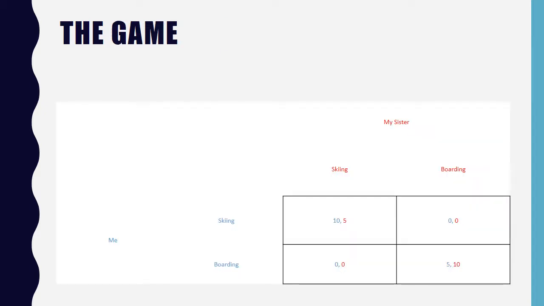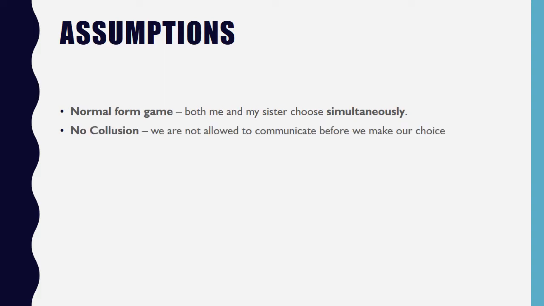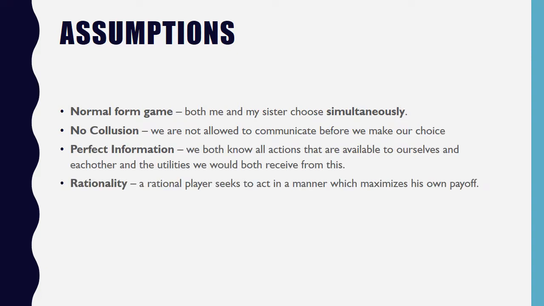We can condense this information into a table with rows representing my actions and columns my sister's. The first number in each cell corresponds to my payoff and the second number my sister's. First, we're going to make some assumptions. We're going to assume this is a normal form game, and hence me and my sister both make our choices simultaneously. We're going to assume no collusion, perfect information, and rationality.